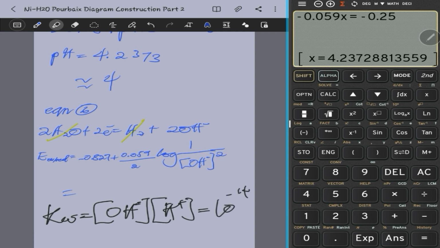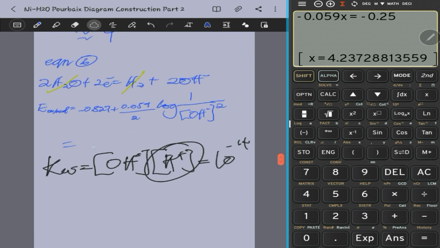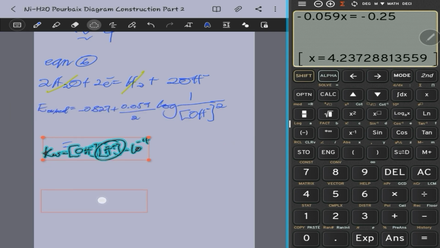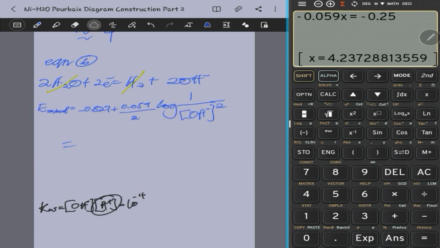So this is what we use, and then we put that in so we can get pH from it. So this is the relationship we are using. So let's see. Let's put this. All right. So we move on.